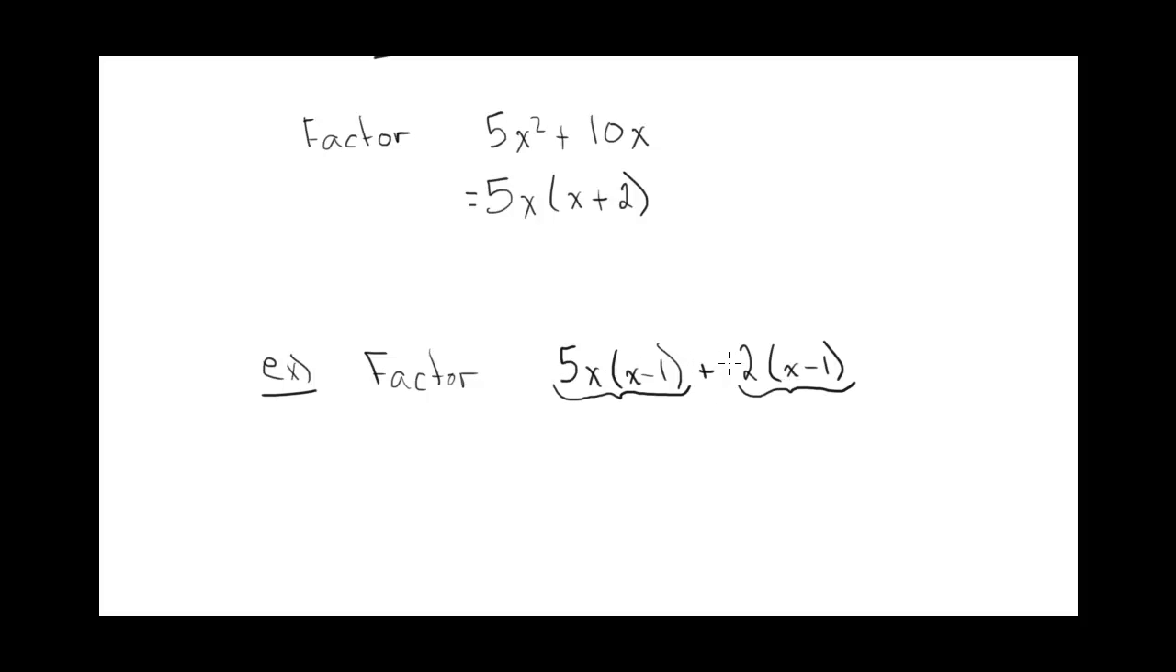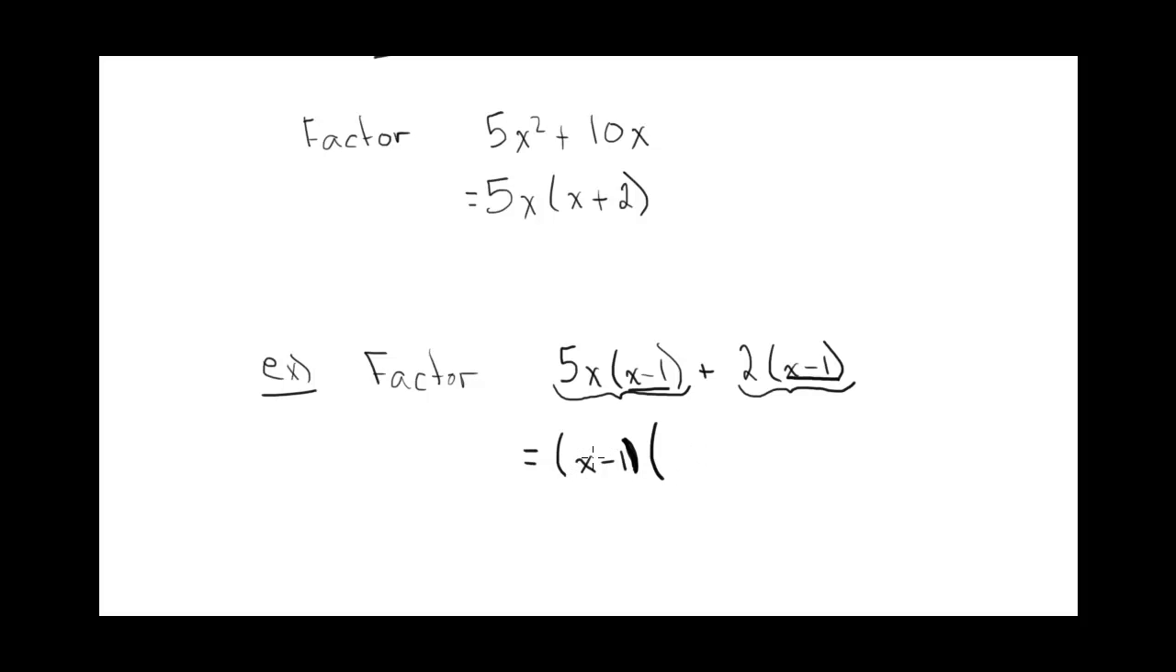Well, 5 and 2, nothing divides 5 and 2 except 1, so nothing really. X, and there's no x here, so that's not common. But x minus 1 is common to both. So that's what we take outside, in front of the bracket. So we have an x minus 1 which is common to both.